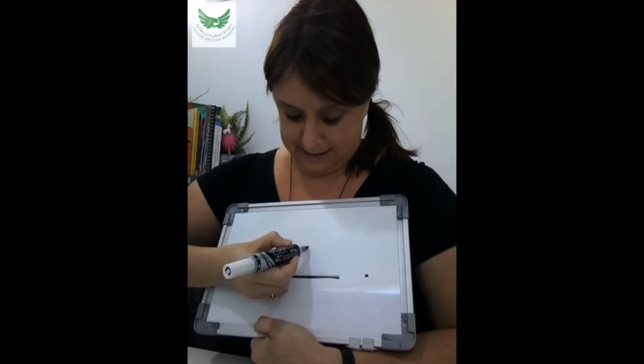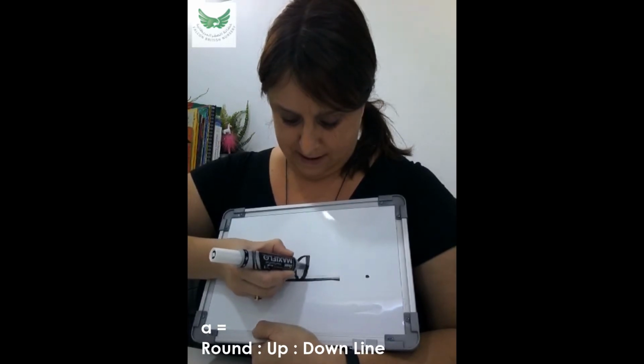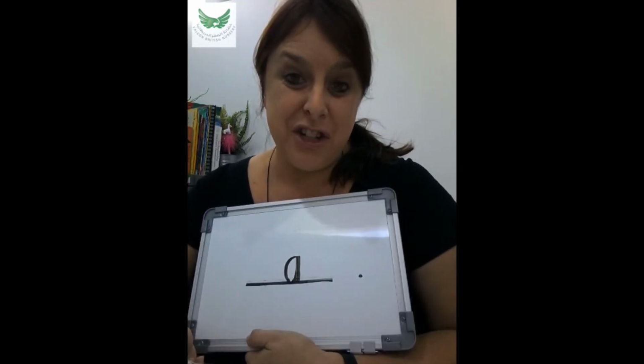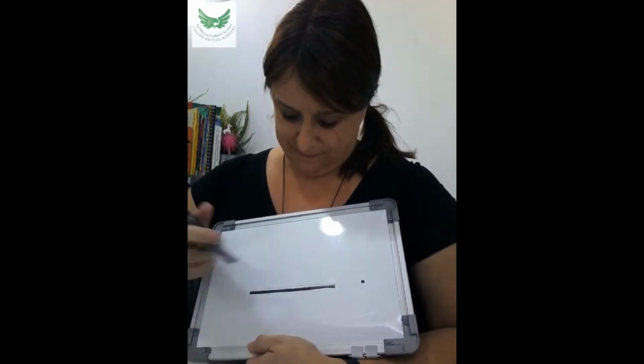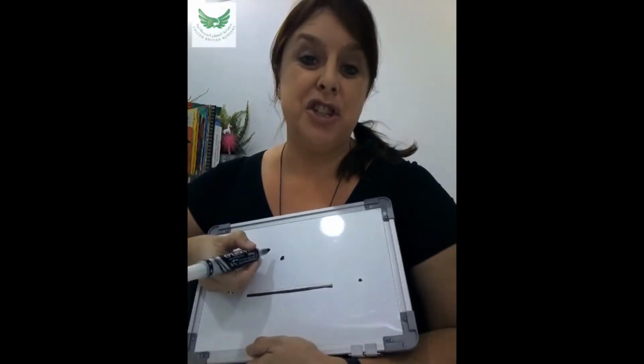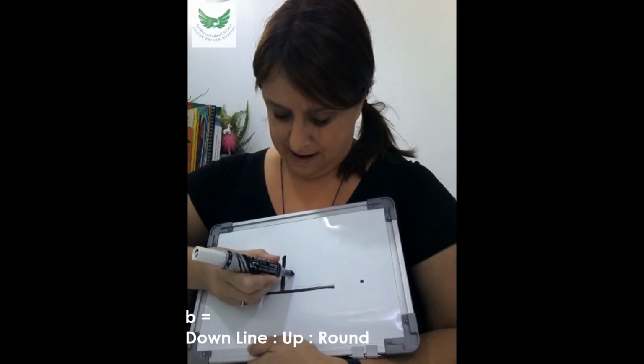So we'll start with the letter A. You have a starting dot, round, up and down. Once you're at the end, you can take the pen off. Letter B. You're starting with a stick, down, up and round.